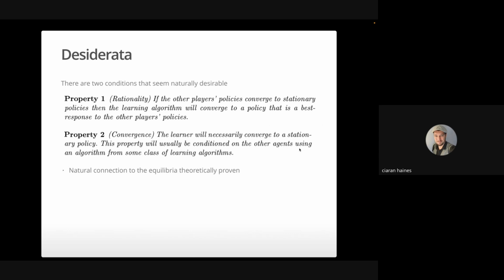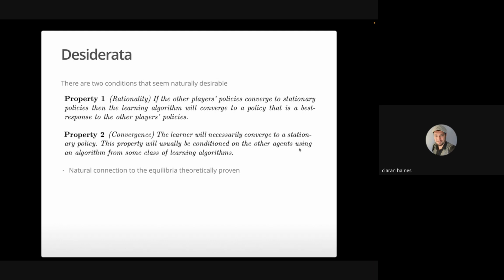Okay. Sorry, I'm jumping in there. Is this also kind of saying that if it's possible to converge, like if everything else is behaving in some kind of rational way, then you should converge? Is that essentially what Property 2 is saying? That if there is a policy to be learned, you should learn it?